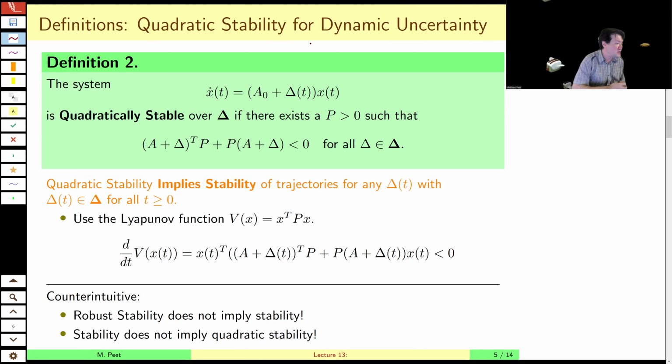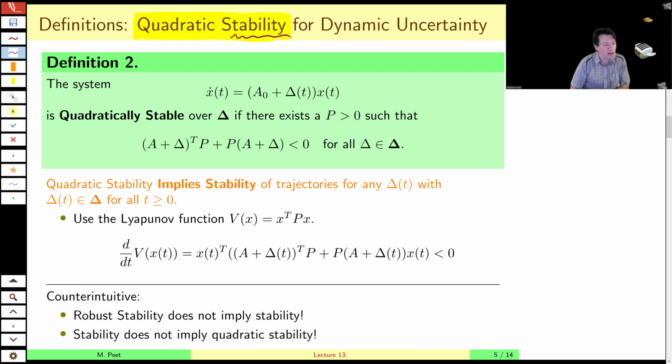Right. So our next notion is that of quadratic stability. I think I mentioned that. So this also has stability in the title, so there's stability right there. But this notion of stability is actually even more problematic.